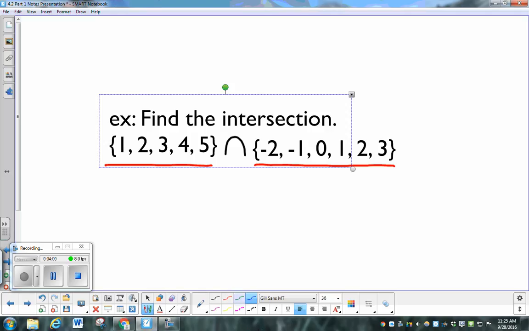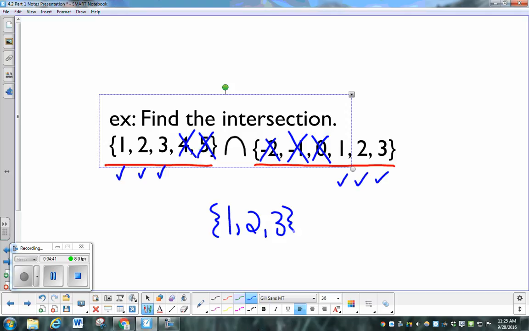So if I look at 1, I see a 1 in both of them. So 1 is going to be part of my set. If I look at 2, that's in both of them. 2 is a part of my set. 3, that's in both of them. 4 is in one set but not the other, so that's not part of my intersection. Neither is 5. If I look at the remaining elements of the other set, -2 is not in both, -1 is not in both, and 0 is not in both. If it's not in both, it's not part of the intersection. So my intersection is just the numbers 1, 2, and 3. That's the intersection.